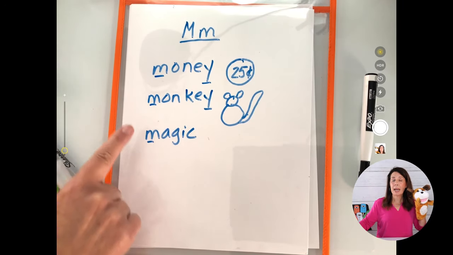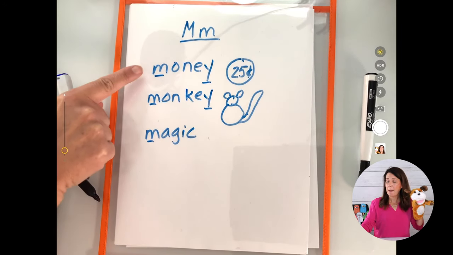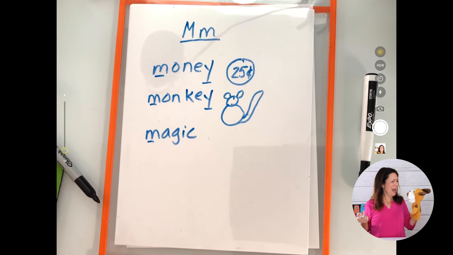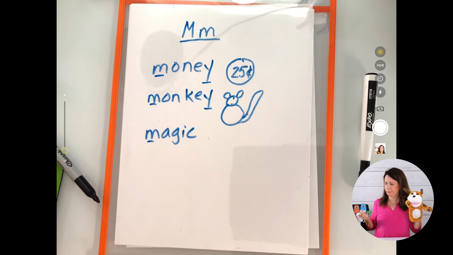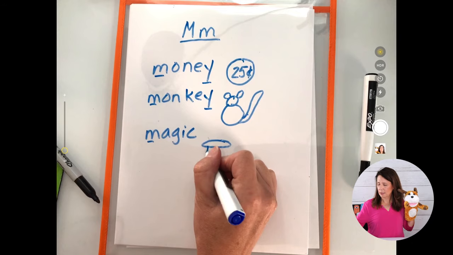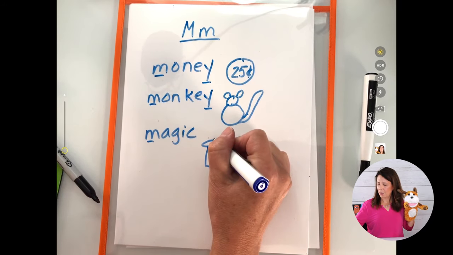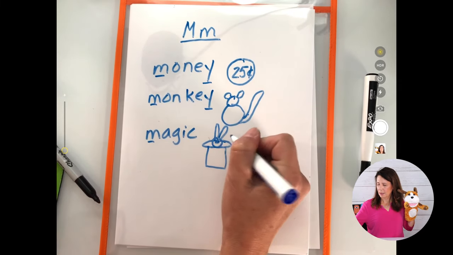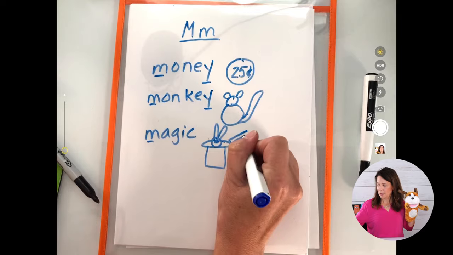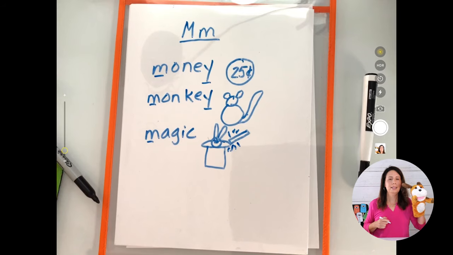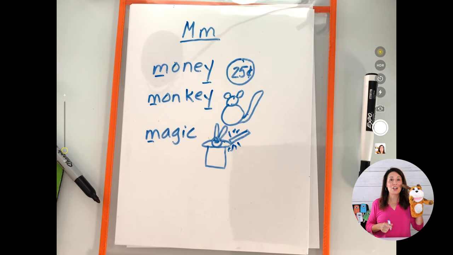Money, monkey, magic. You say it with me, ready? Money, monkey, magic. Excellent job. Max, how are we gonna draw magic? How about a hat with a rabbit coming out? How would that be? And a magic wand. All right, magic. Kindergartners, let's go ahead and read our M words.